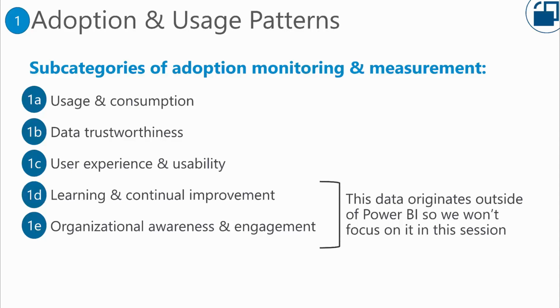So for instance, before I leave them, just to give you the full picture, the 1D learning and continual improvement item, that's tracking things like who completed training and the engagement with your internal programs like your forums or lunch and learns and office hours, right? That kind of stuff's harder to track. And you probably need to set up something to make that happen.